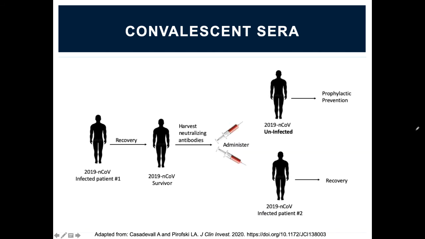In theory, patients who were infected with the 2019 nCoV and who recover would be able to make neutralizing antibodies against the virus. These antibodies can then be harvested and administered to patients either prophylactically to prevent infection or to patients who were infected with 2019 nCoV to hasten recovery.